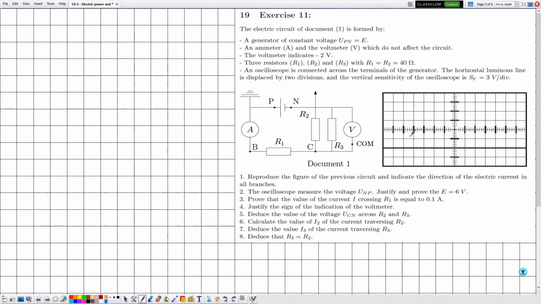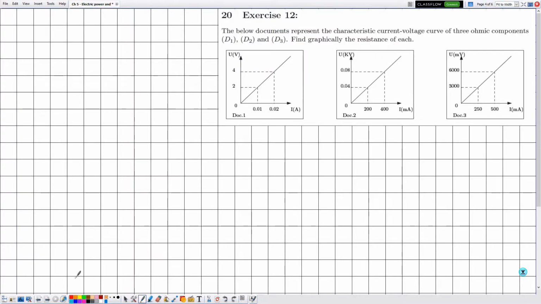Now for the aim of this video, we will skip exercise number 11. As for exercise number 12, they are telling me the below documents represent the characteristic current-voltage curve of three ohmic components, D1, D2, and D3. Find graphically the resistance of each. Let's start with document 1.